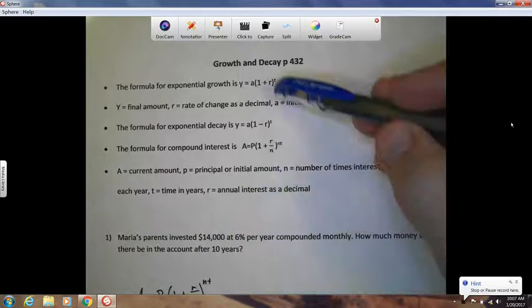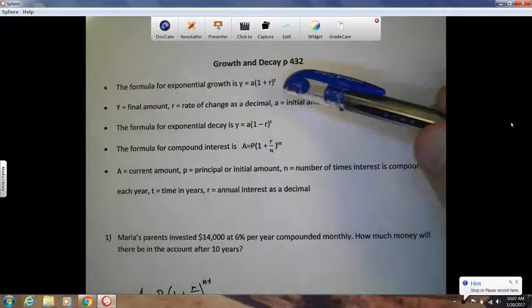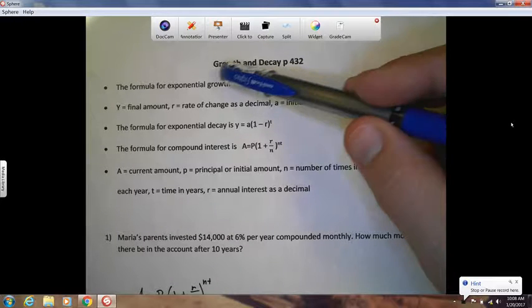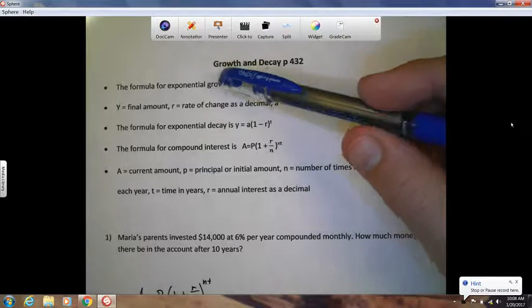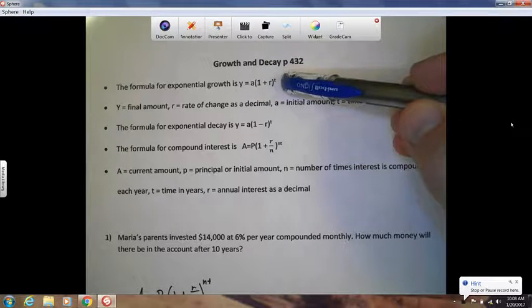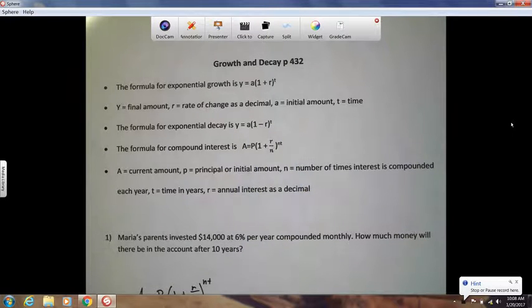So it looks like they're really complicated in these three formulas, but they're really very similar. So if you'll notice here, the only difference is if something is growing, so it's getting bigger, it's 1 plus R. But if it's getting smaller, it's going to be 1 minus R. So you should be able to tell which one you're using, which one is your amount growing or getting smaller.